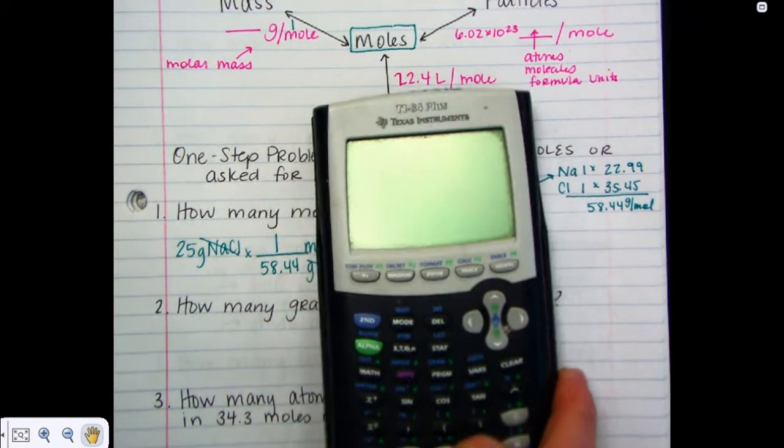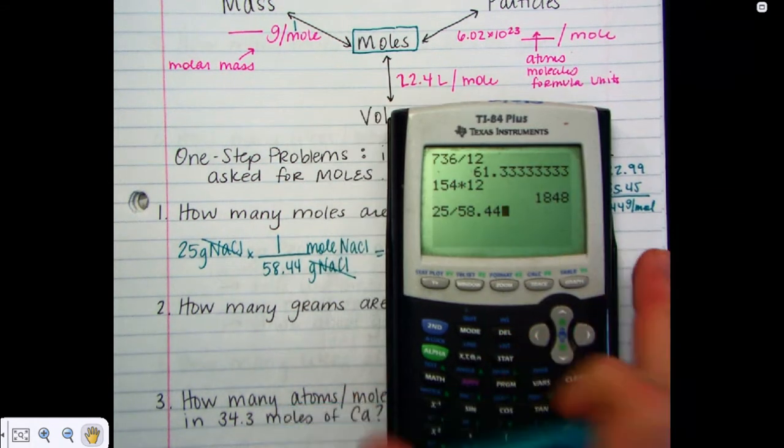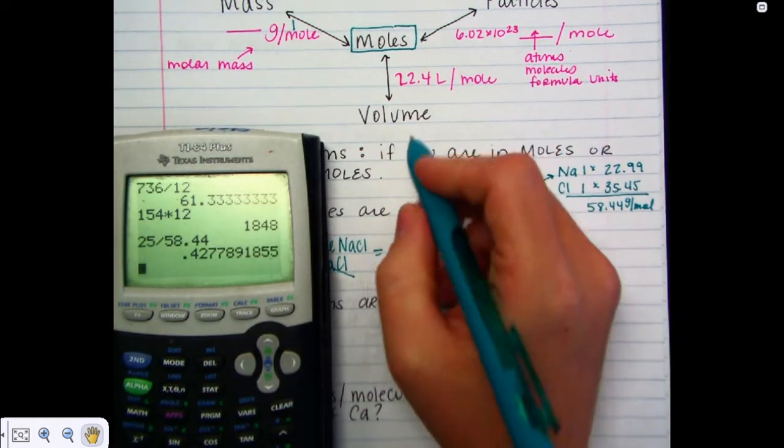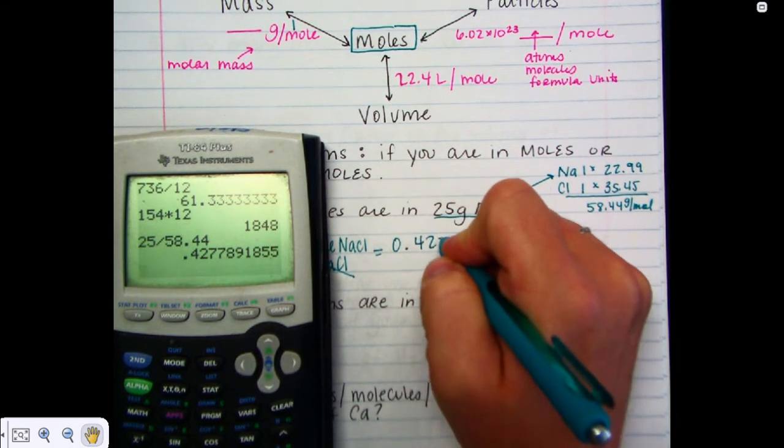So 25 divided by 58.44. I could go times 1 divided by 58.44, but that's overkill. You guys know that anything times 1 is itself. So that comes out to be 0.427789.